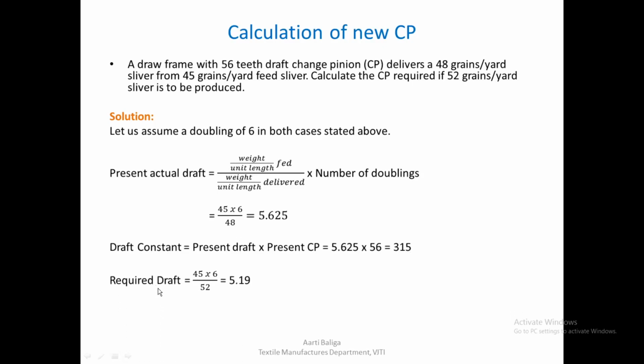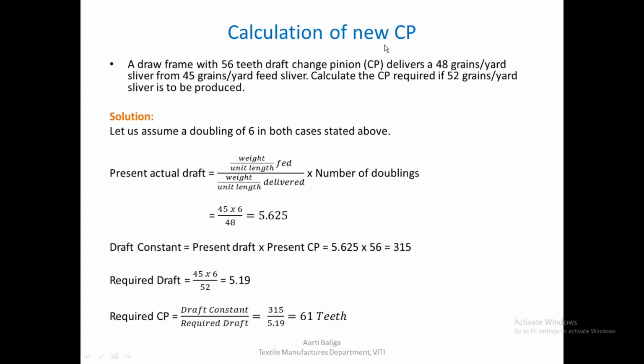So now I can calculate the required or new draft. So 45 into 6 divided by 52, because the feed sliver they have said is the same, and delivery sliver grains per yard is changed here. So what would be the new or the required draft? Required CP I can calculate simply by the same formula, just reshuffling it. Draft constant I know is 315 on the machine. Divide that by required draft, which is 5.19. So I get required CP, which is 61 teeth.